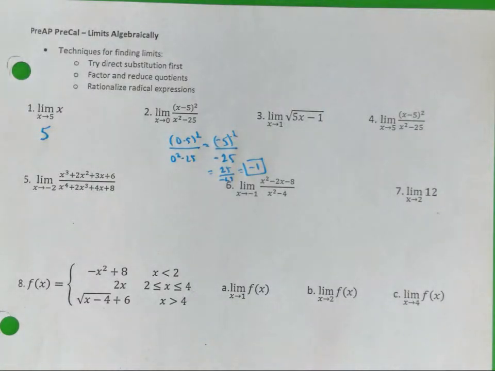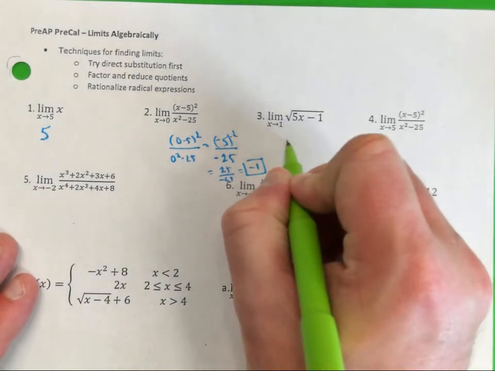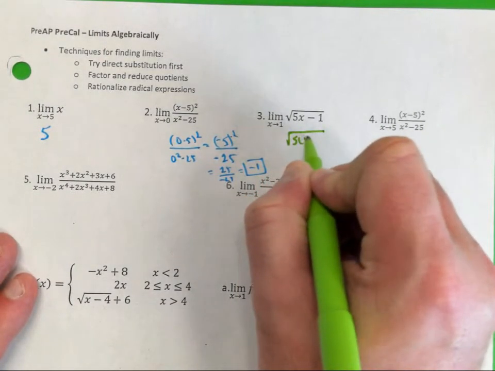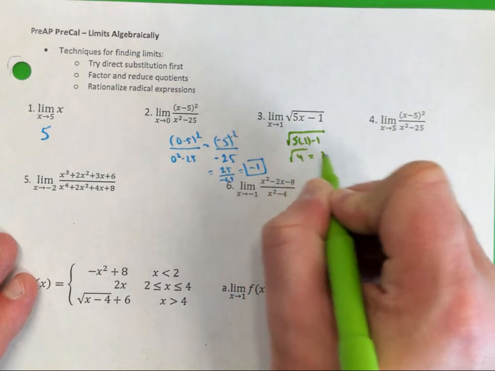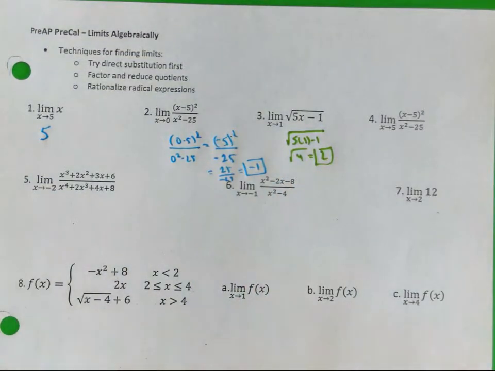Okay, number 3. If I take 1 and plug it in there, am I going to get 0 in the denominator? No. What's 5 times 1? 5 minus 1 is? 4. Square root of 4 is? 2. There's your answer. Does that have to be plus or minus 2? No, it doesn't. There's no denominator, so you plug in 1. You just plug in whatever number it's approaching.